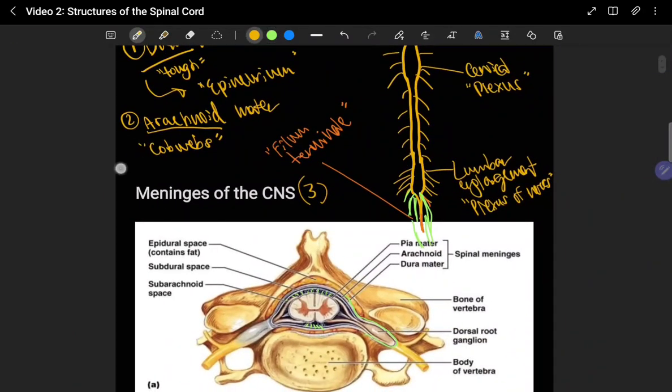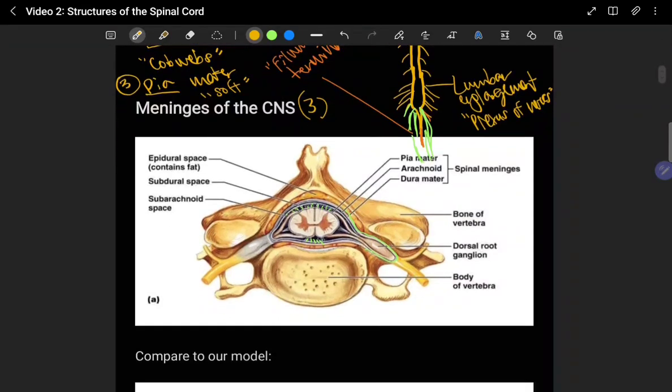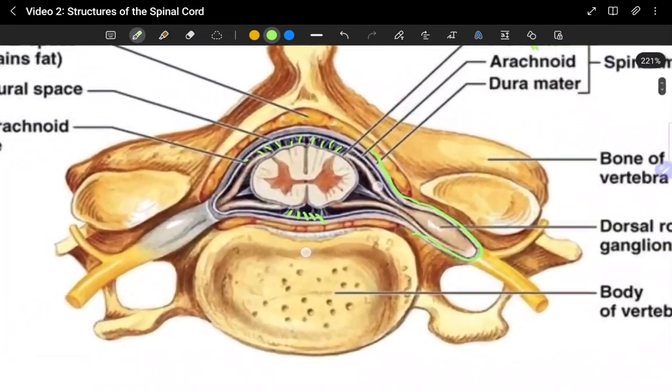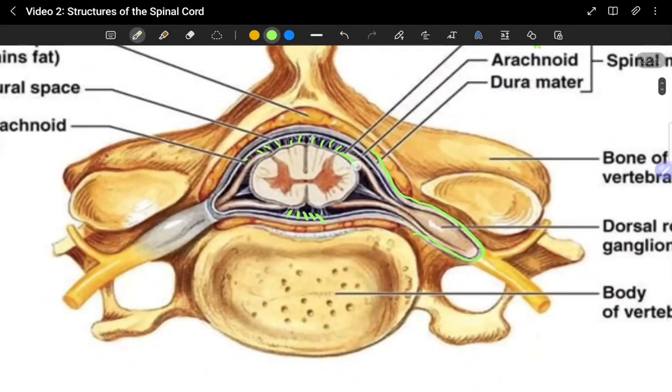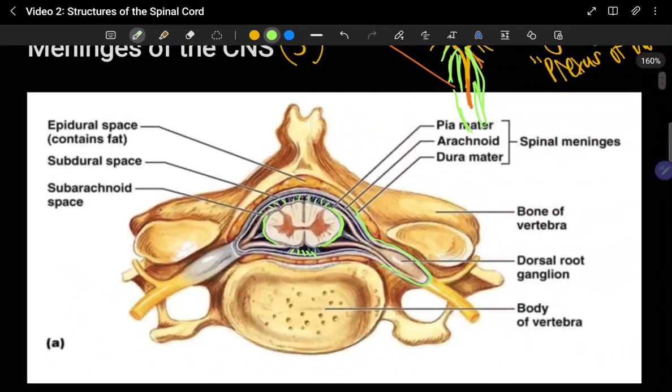And then our layer 3, the innermost layer, is going to be the pia mater. Now I don't have a great memory device for this one, but pia means soft. So this is going to be that deeper layer. It's really soft, and it basically just coats the spinal cord and the brain like saran wrap, like plastic wrap. Because of that, we can't see it very well on our models. We would have to zoom in really closely to see that there's this really thin layer coating the spinal cord, and that's going to be our pia mater.